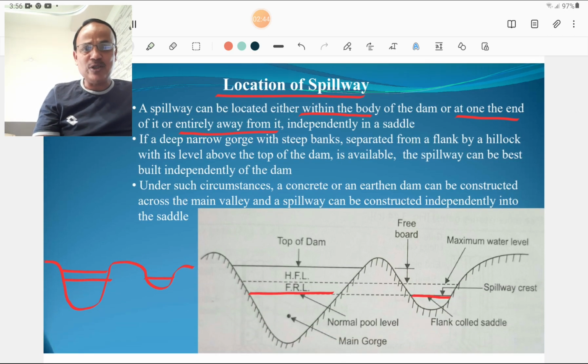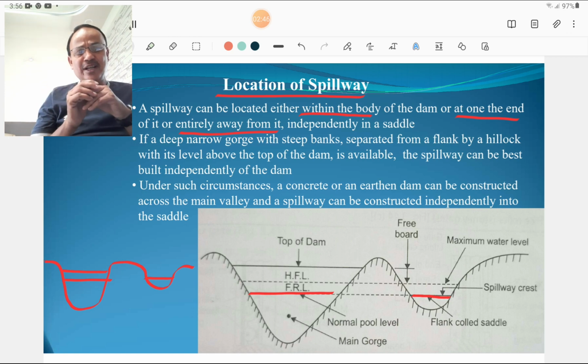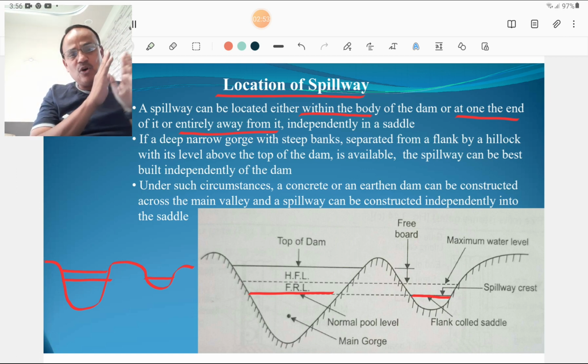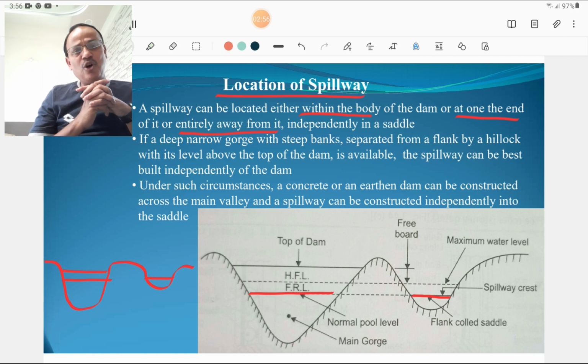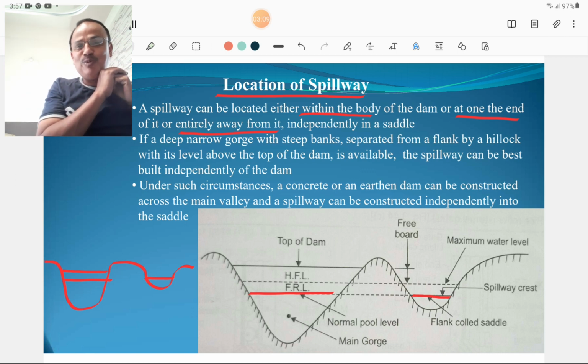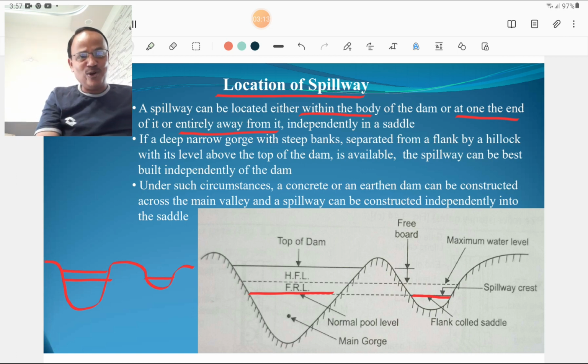It is very important. The spillway can be located within the body of the dam. Spillway can be located away from the body of the dam or at one end of that dam. Or it may be located independently. So the spillway may be within the body of the dam, at the end, or at a distance away from that dam. So the spillway can be located anywhere, but it requires a specific location.